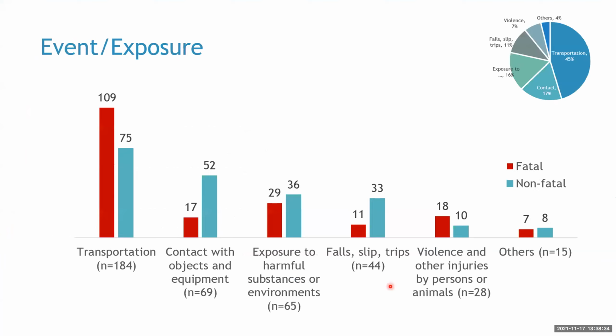When we look at the event categories, not surprisingly, we again see transportation incidents were the most common cause of injuries and fatalities. More than half of the fatalities were related to transportation incidents. Transportation was followed by contact with objects and equipment and exposure to harmful substances and environments. This exposure to harmful substances and environments category includes heat-related injuries, drownings, and electrocutions.